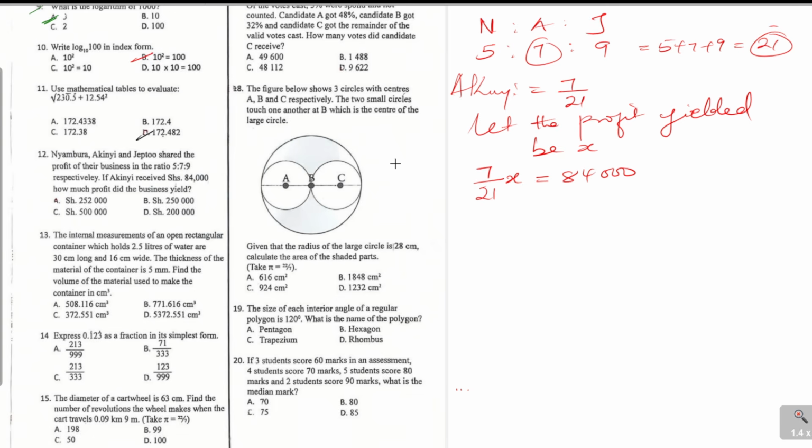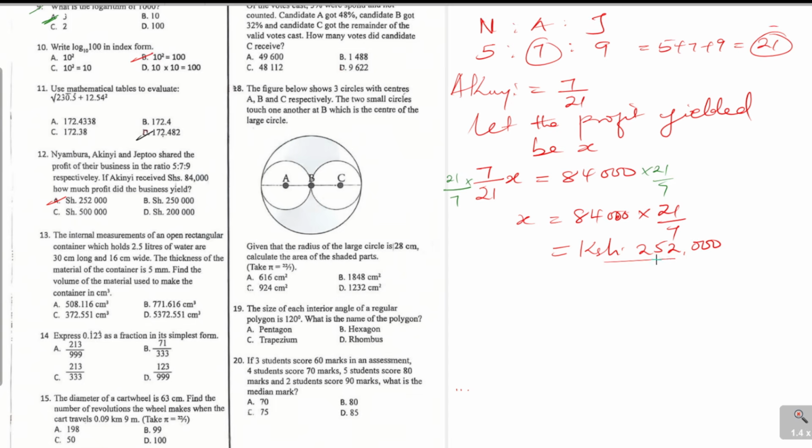So now when we find X, X will give us the total profit yielded by the business. So how do we get X? We make X the subject of the formula by multiplying both sides of this equation by the reciprocal of 7/21, that is 21/7. So X will be 84,000 times 21 divided by 7. Now this will give the total amount of profit the business yielded, and this will give Kenya shillings 252,000 as the total profit yielded.